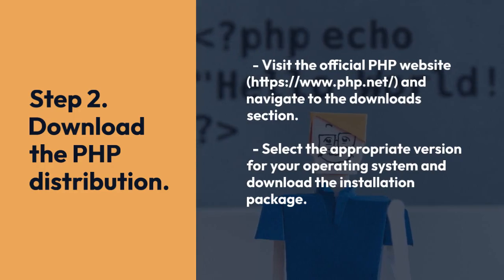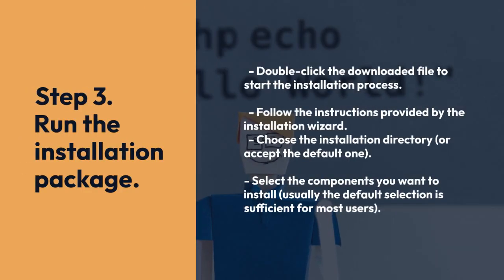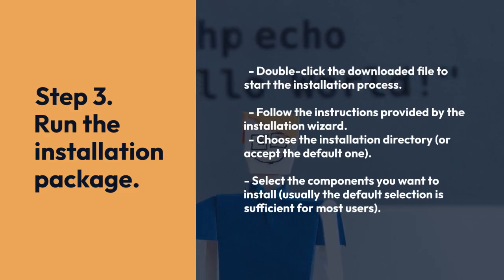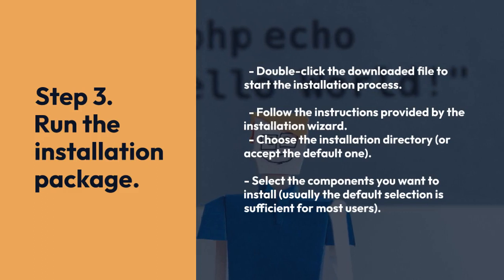Step 3. Run the installation package. Double-click the downloaded file to start the installation process. Follow the instructions provided by the installation wizard. Choose the installation directory or accept the default one. Select the components you want to install. Usually, the default selection is sufficient.